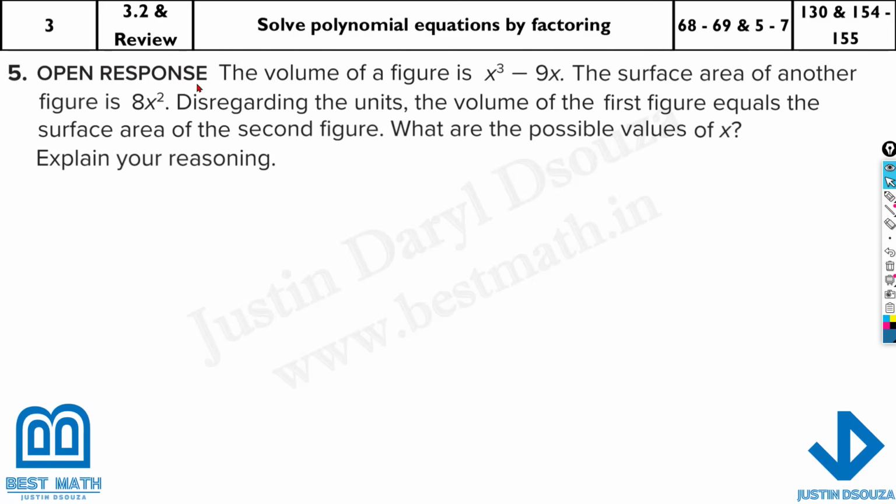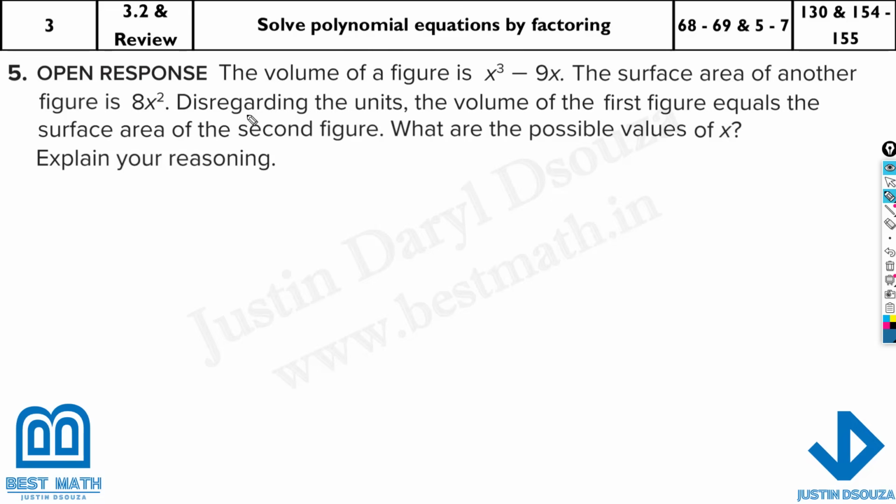An open response question. The volume of the figure is x cubed minus 9x. The surface area of another figure is 8x squared. Disregarding the units, the volume of the first figure equals the surface area of the second figure. What is the possible value of x?